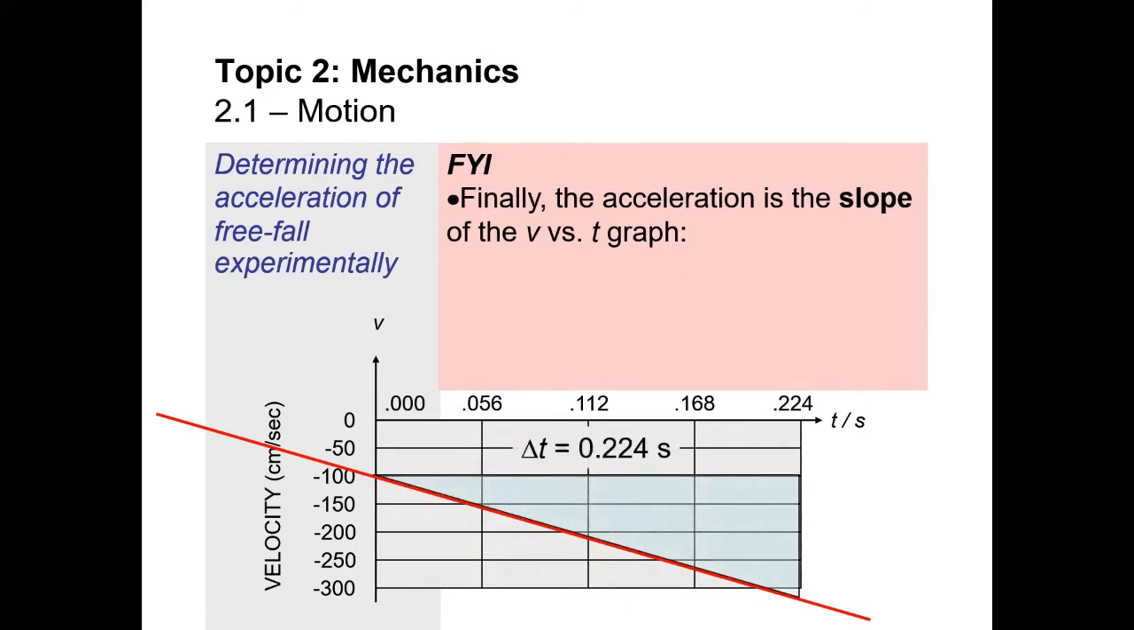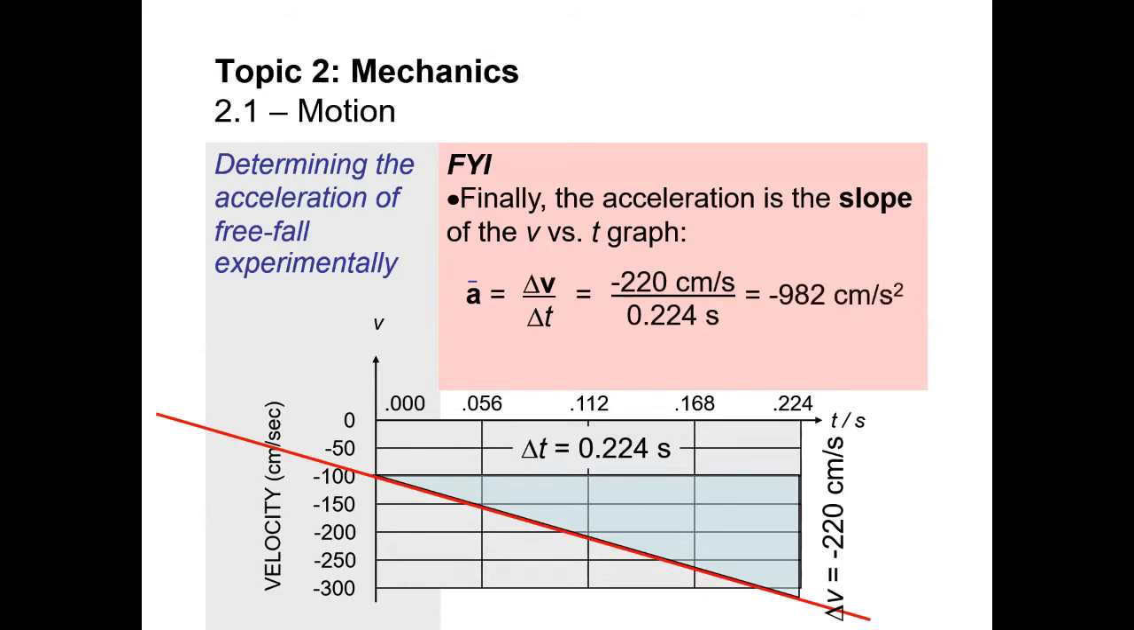Run is 0.224 seconds and rise is minus 220 centimeters per second. Acceleration equals rise over run, which is minus 220 centimeters per second divided by 0.224 seconds. That gives us minus 982, or minus 9.82 meters per second per second.